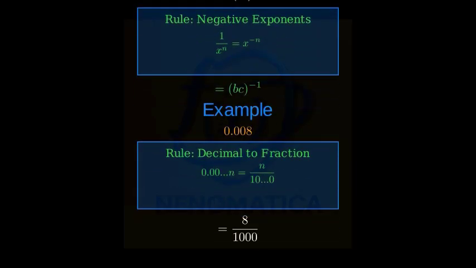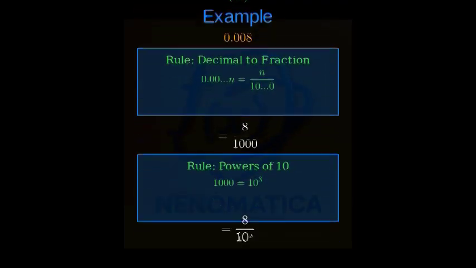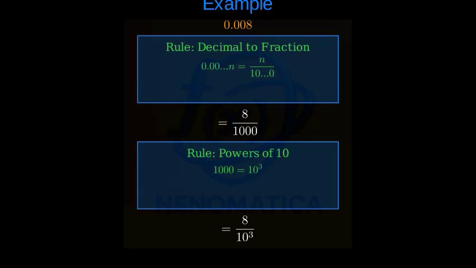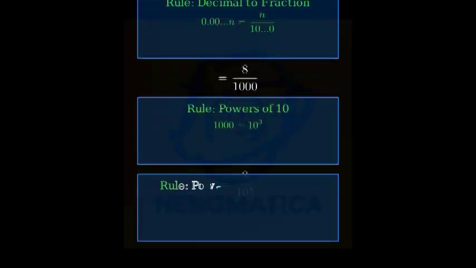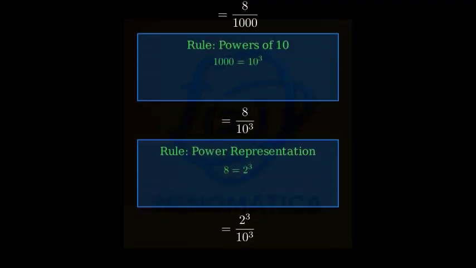0.008 equals 8 divided by 1,000. Next, we can rewrite this using powers. 1,000 is 10 to the power of 3, so we have 8 divided by 10 to the 3rd power. We can also rewrite the numerator. 8 is equal to 2 cubed, so our fraction becomes 2 cubed divided by 10 cubed.